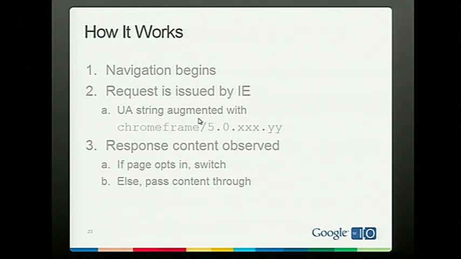Well, briefly speaking, navigation begins when a user clicks on a link, types an address into the location bar and hits enter, or in some other way opens a shortcut that's going to navigate Internet Explorer to a different page. When that happens, there's a small component sitting inside of Internet Explorer, the extension, the browser helper object that we talked about earlier, and that allows us to observe the request, and as we saw earlier, we augment the user agent string with that Chrome/version number when it goes out to the network.